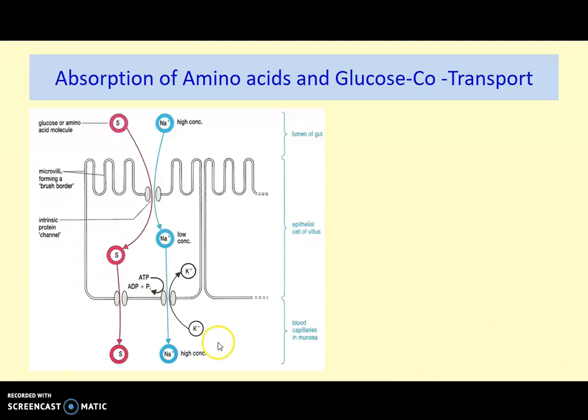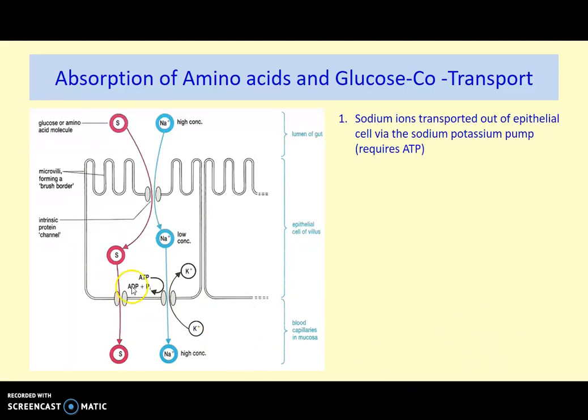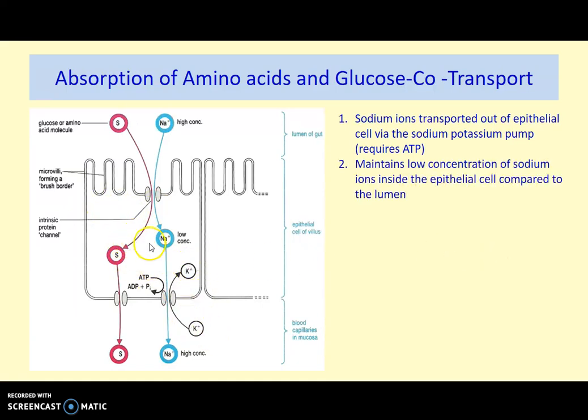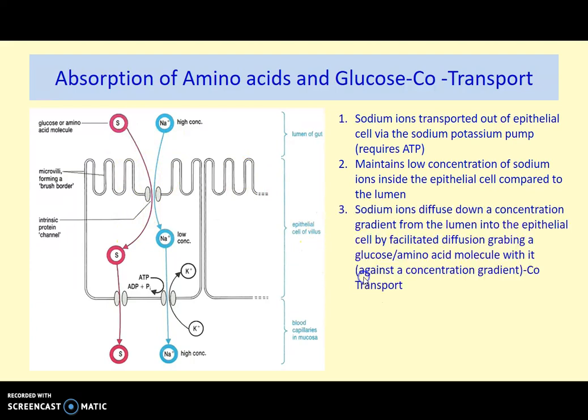Okay, so let's quickly recap what's happening here. First of all, we've got our lumen of the gut here. Whenever you see these diagrams, just familiarise yourself with where we are, and we've got blood capillaries here. Sodium ions are transported out of the epithelial cell via the sodium-potassium pump, and that is down here. So sodium will be pumped out. This obviously requires ATP, so you'll find lots of mitochondria in these cells, and potassium comes in this way. This maintains a low concentration of sodium ions inside this epithelial cell compared to the lumen, and that's important because it sets up that concentration gradient.